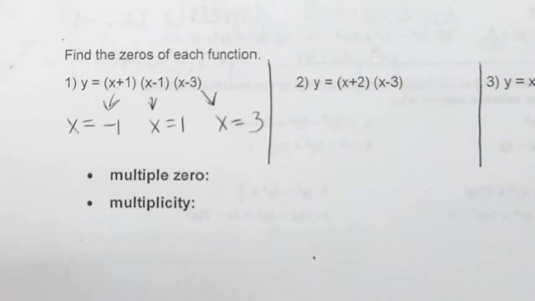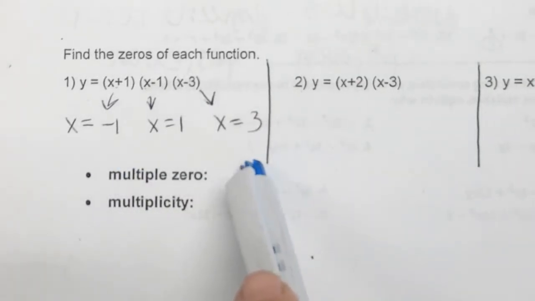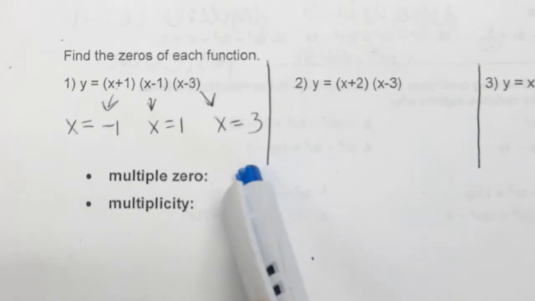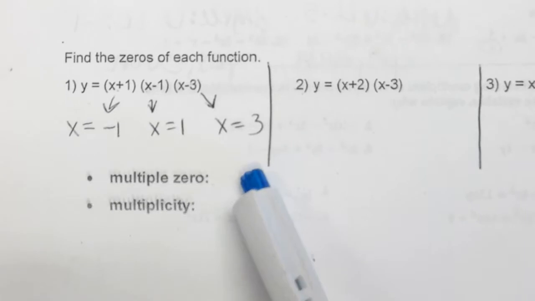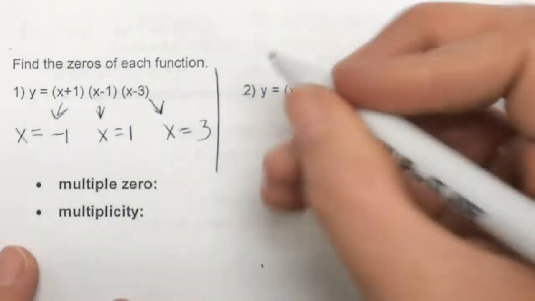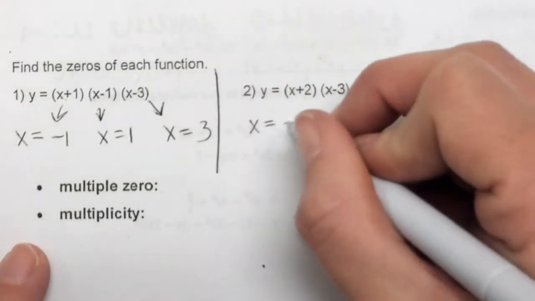And what are zeros compared to your graph? Like where would these be on your graph? Yes, so your x-intercepts. These are the same thing as your x-intercepts, right? Alright, what are your zeros for this next one? Next one?